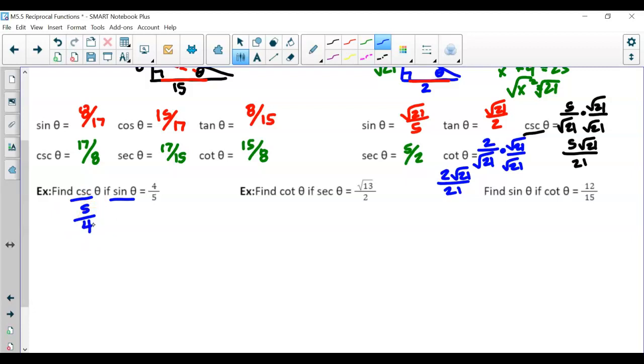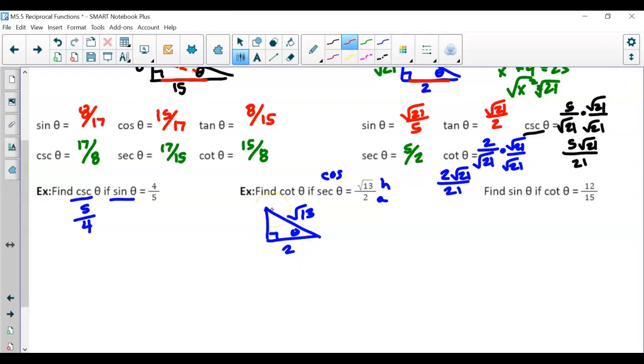Now, this is a little different because we need to find cotangent based on given secant. So again, here we can redraw. Secant is the reciprocal of cosine. So again, keep in mind that this is then hypotenuse and adjacent. So here, the hypotenuse is radical 13. The adjacent to theta is 2. So here we need to get the opposite.